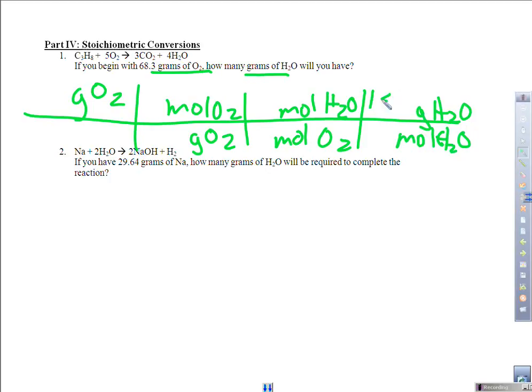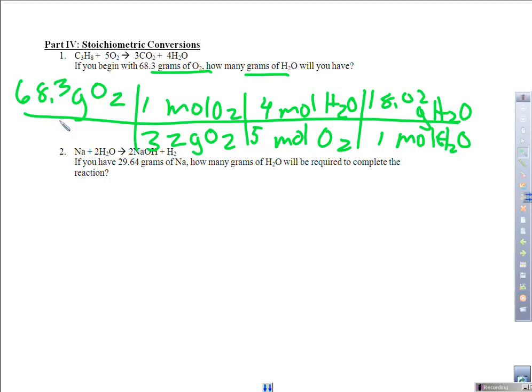Here's the molar mass. Anytime it's grams in this equation, and it's not in this part right here, anytime it's grams, you're always going to put it over or under 1 mole. So that's what we get right here. Again, this right here is the molar mass, and in here, these are the coefficients. So this is a 4, and that's a 5. So it's 68.3 grams O2.